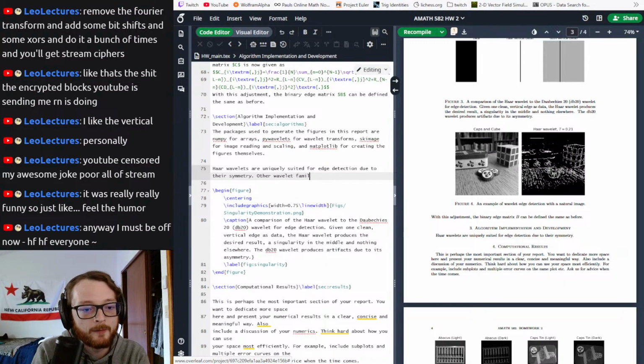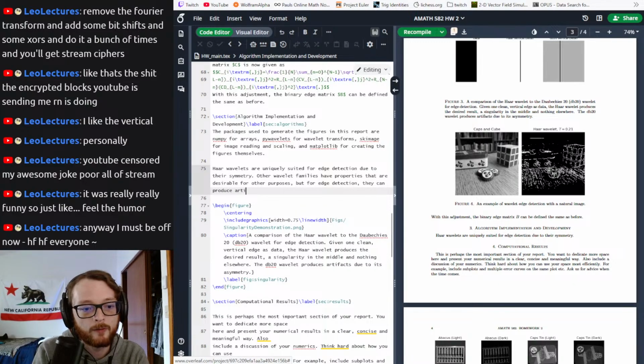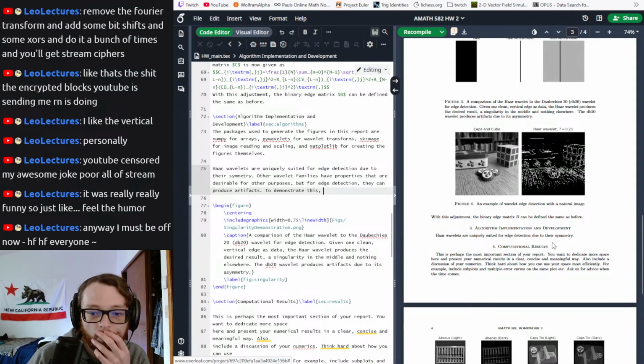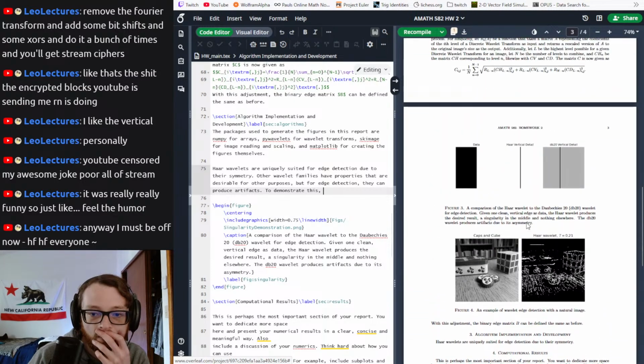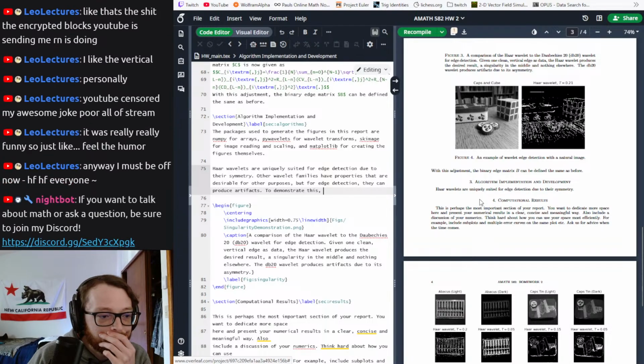Other wavelet families have properties that are desirable for other purposes, but for edge detection, they can produce artifacts. To demonstrate this, oh, you know what? There's even more figures that I need to include here. God, okay. I'll figure that out later.